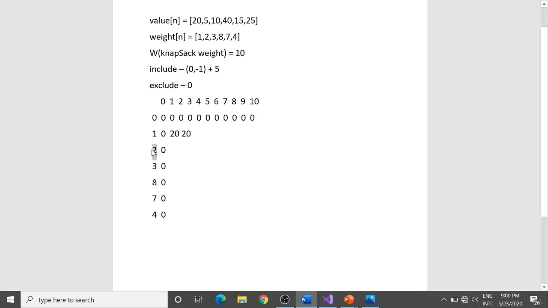If I include this element, how much weight does this element have? It has a weight of 2. But what is the max weight which my knapsack can hold? My knapsack can hold only a weight of 1. So I cannot include this element. I need to exclude this element. So if I choose to exclude the element, what would I be recursing for? I would be recursing for the remaining elements with the same knapsack weight.